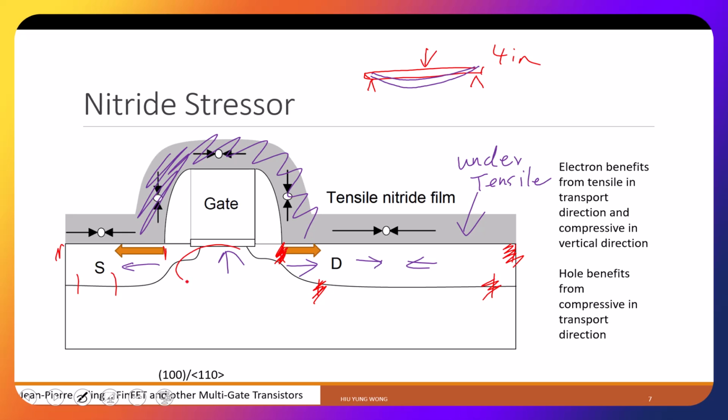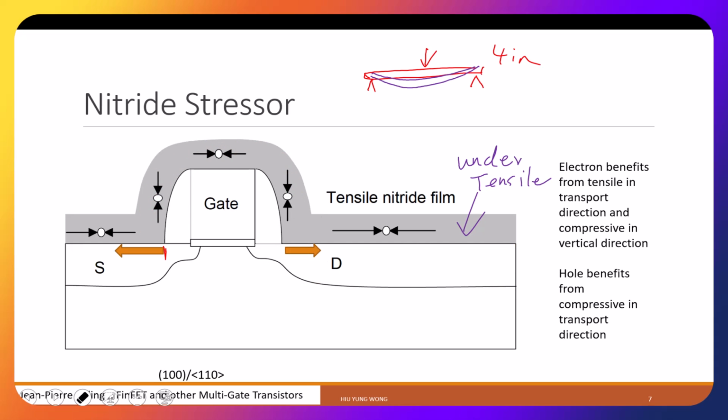Then for this part, which doesn't have any nitride on top of it, what does it see? It feels that you are pulling me away from here. Then as a result, your channel gets a tensile stress, right? And then you have a higher mobility for electrons. For electrons, it has a higher mobility if you have a tensile stress. Okay? That's just the physics you agree with. You need to agree with me, right?